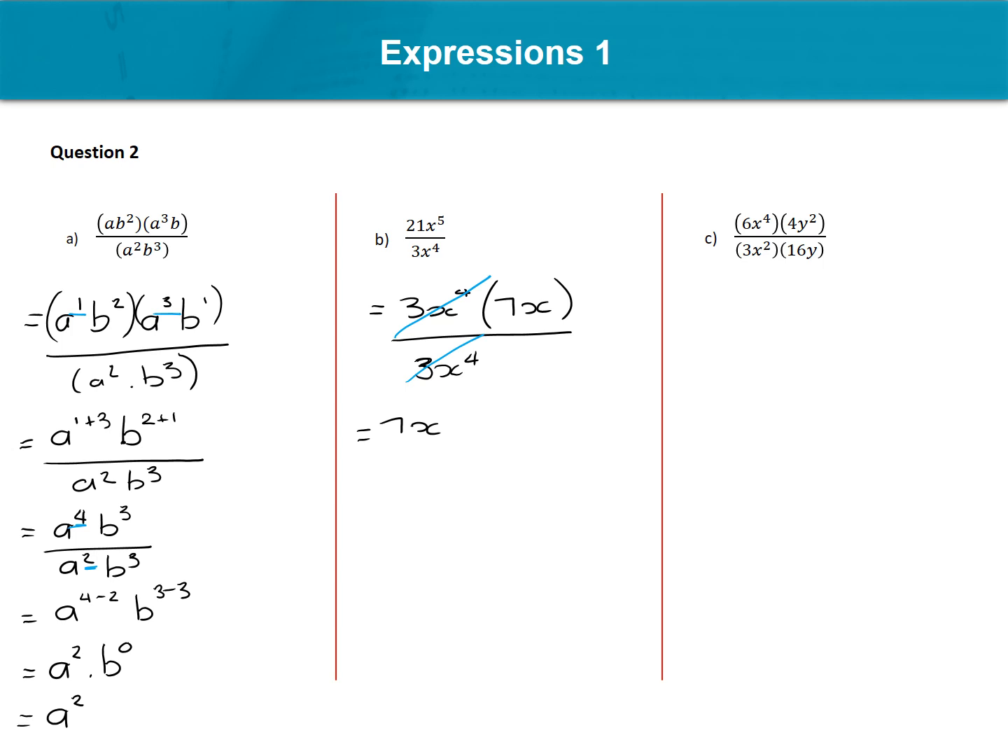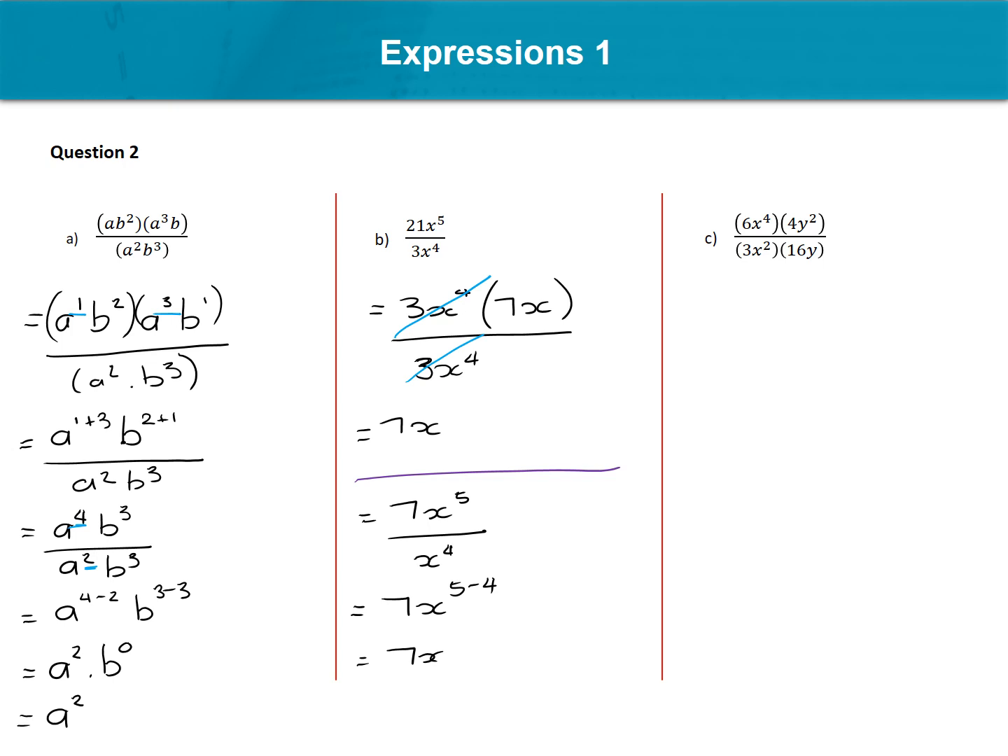Or you could do it another way, and you could say 21 divided by 3 is 7. So you have 7x to the 5 all over x to the 4. And then you can bring your denominator into your numerator, and you can say 7x to the 5 minus 4, which leaves you with 7x. Okay? Two different ways that we can solve, both ending up with the same answer.